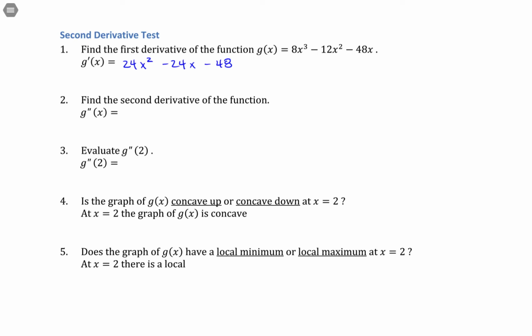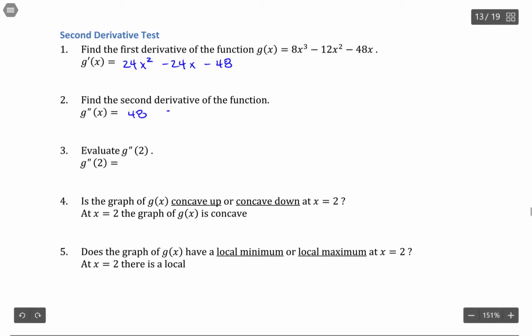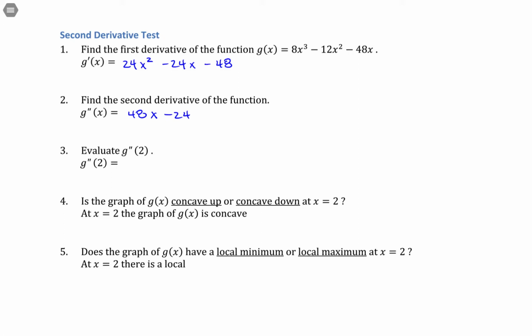Okay, find the second derivative of the function. The second derivative would be 48x minus 24. All right, evaluate g double prime of 2.